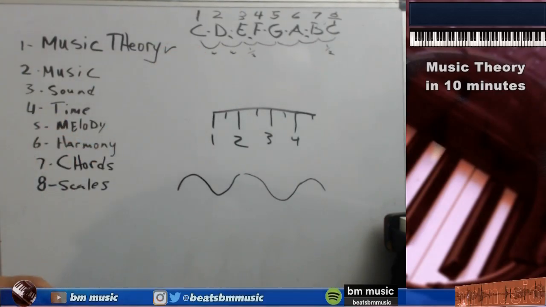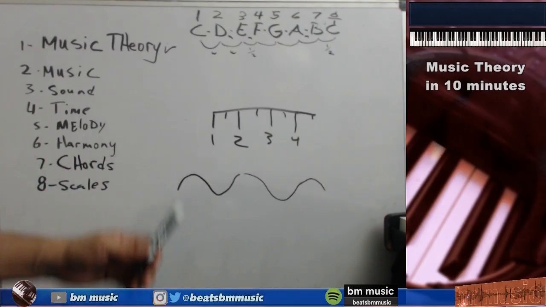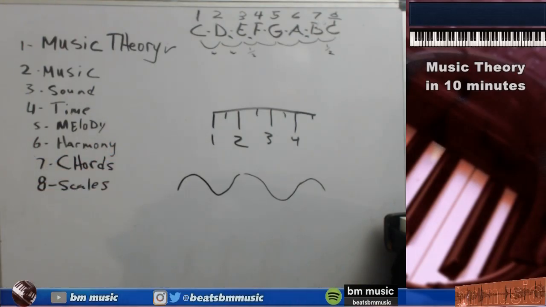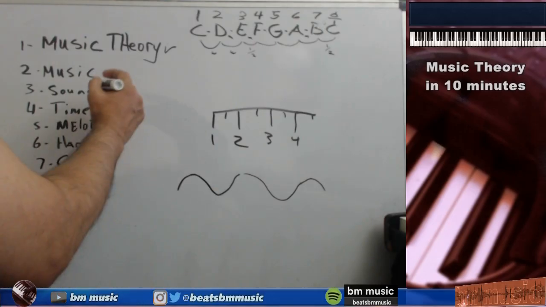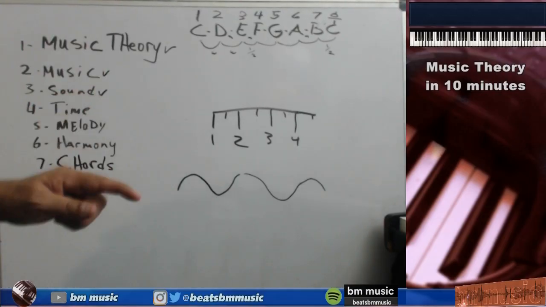What is music? Music is just sound plus time. That's the simplest and most basic definition. Sound could be any sound that you could hear or feel, any type of sound. And time will be 1 second, 2 seconds, 3 seconds, 4 seconds, and the time is measured as a ruler in music. So music is sound plus time.